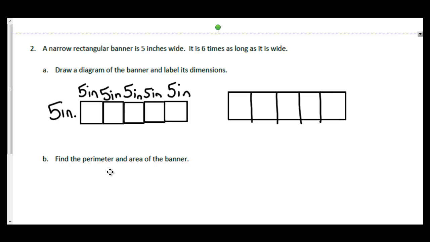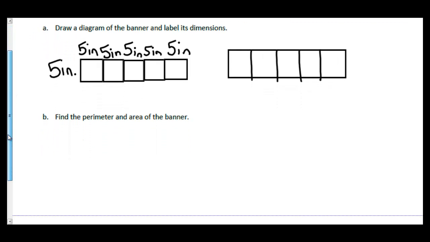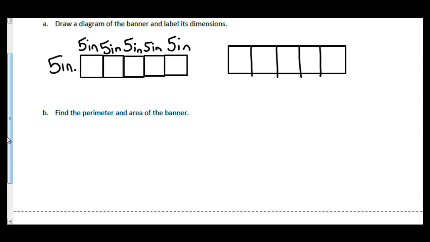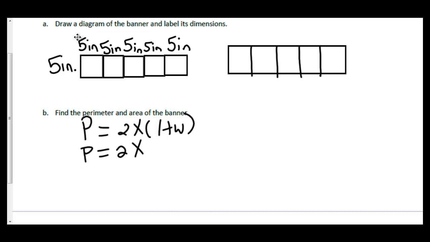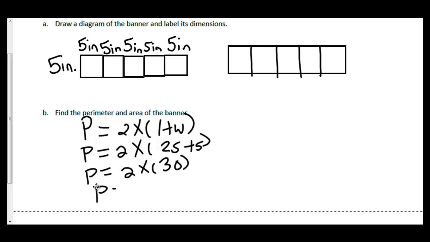Now it says find the perimeter and area of the banner. So I want you to pause the video and see if you can find the perimeter and the area of the banner. If you get stuck, you can always check back. Okay, so again, I'm going to use that same perimeter formula that I like, which is 2 times the length plus the width. So that would give me 2 times, looking up here, the length is actually 5, 10, 15, 25. So I would have 25 plus 5. So the perimeter would be 2 times 30. The perimeter would be 60 inches.